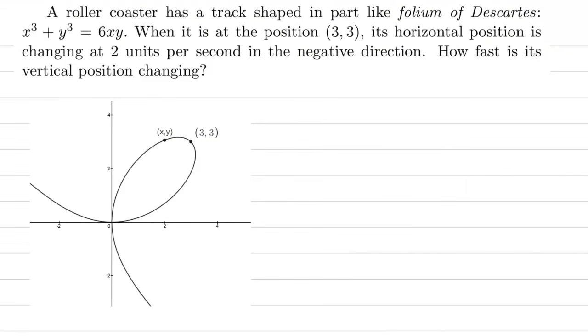So now let's proceed with this problem. A roller coaster has a track shaped in part like the volume of Descartes. Given this equation, x cubed plus y cubed equal to 6xy. And this is the graph of the given curve. When it is at the position (3, 3), its horizontal position is changing at 2 units per second in the negative direction. How fast is its vertical position changing?